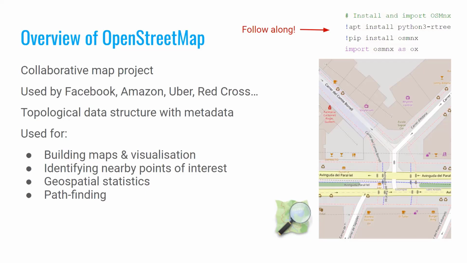And then along with that, there is metadata, which is, for example, the names of roads and pharmacies and a lot of other details about them as well, as we'll see. So it can be used for building maps and visualization, which is exactly what you would expect from a map. You can identify nearby points of interest. So you can say, show me all of the pharmacies nearby this area. You can get statistics like how far away things are, and how close to the center of a city a place is. And you can use it for pathfinding as well, which I imagine in this earthquake challenge is probably what you are most interested in. So we'll see that.